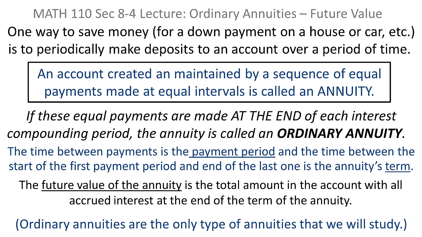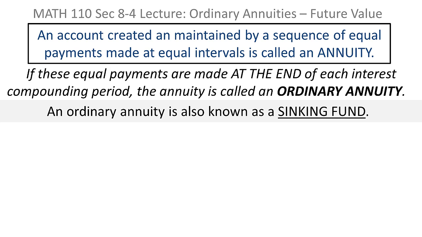And I said that we define something called an ordinary annuity where the equal payments are made at the end of each interest compounding period. In reality, that's the only type of annuities that we will be talking about, even though other types exist. So when I say annuity, even if I don't add the word ordinary, we're only discussing ordinary annuities. So if I fail to say ordinary, you can still just assume that that's implied. A sinking fund is another name for an ordinary annuity. So if you see a problem that refers to a sinking fund, that's the same thing as an ordinary annuity.